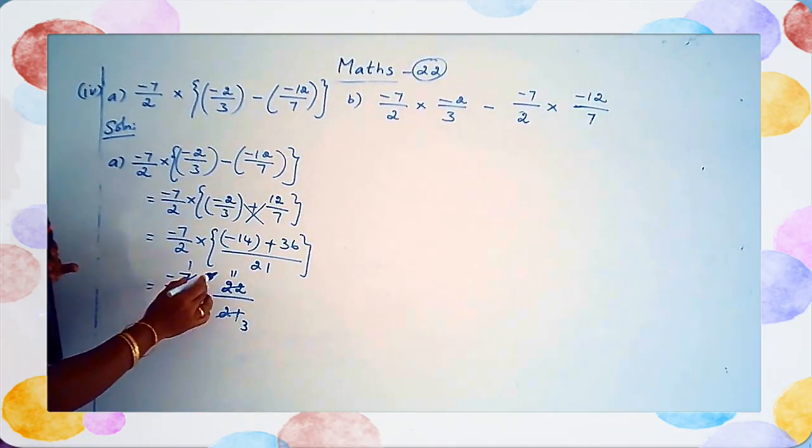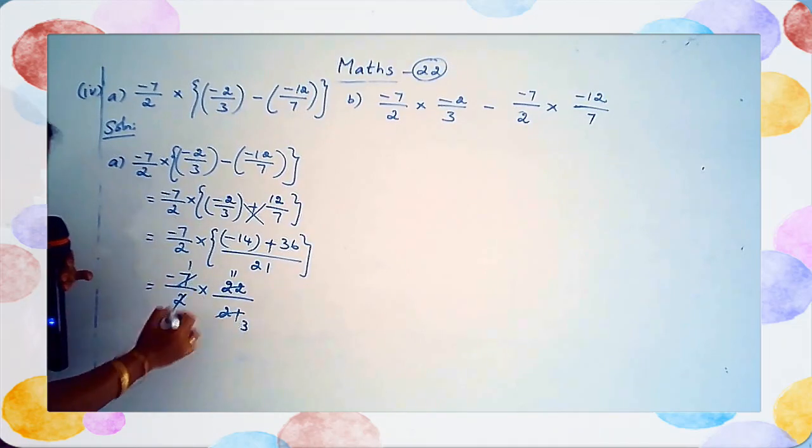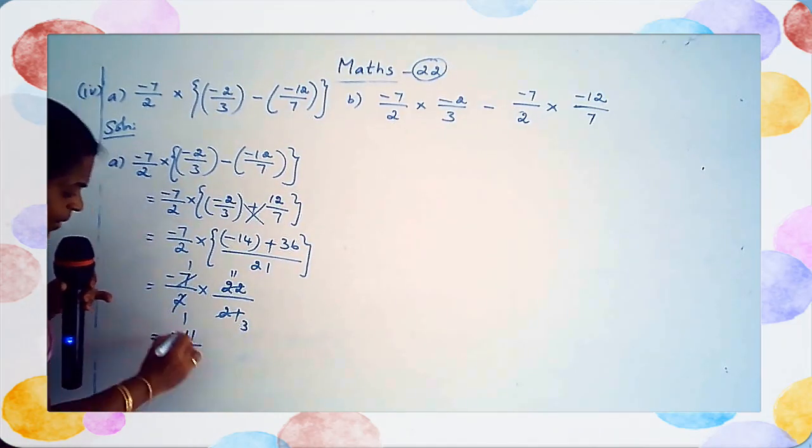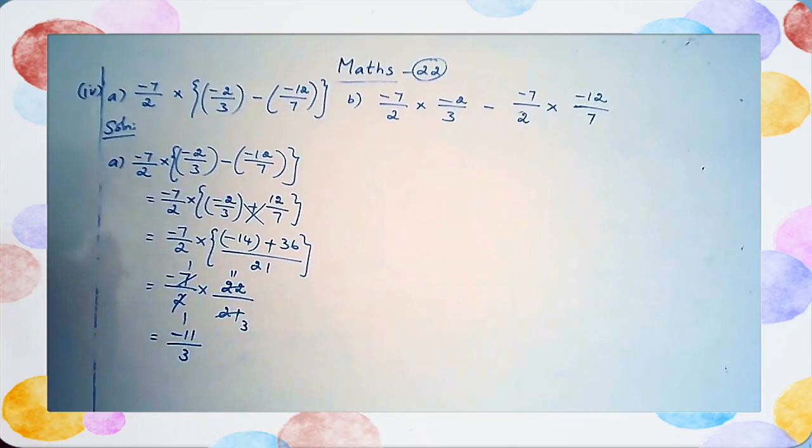Okay. Now you multiply the numerators. So that's why minus 1 into 11 is minus 11, upon the denominators 1 and 3. So multiply denominator by denominator. So that's why 1 3 is 3. So your answer is minus 11 upon 3. Okay, children. Clear? Now next, find the value of the B part. Okay. What is given in the B part?